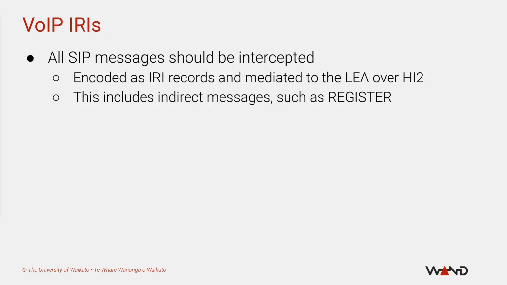Every SIP message sent or received by an intercept target must be passed on to the requesting agency as an IRI record over HI2. This includes not only the messages that are used to establish and manage a call, but also the indirect messages that are used to maintain the target as part of the overall voice network, such as register and options messages. Therefore, it is crucial that you mirror all SIP traffic into your OpenLI collectors. Don't try to be clever and filter out traffic that you may think is just noise. The LEAs will still expect to receive IRI records for that traffic.